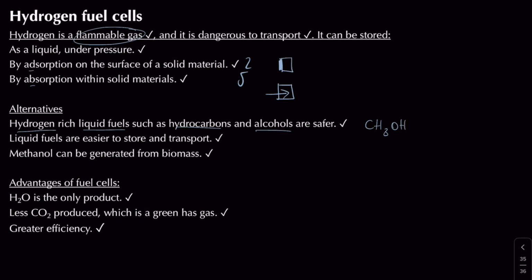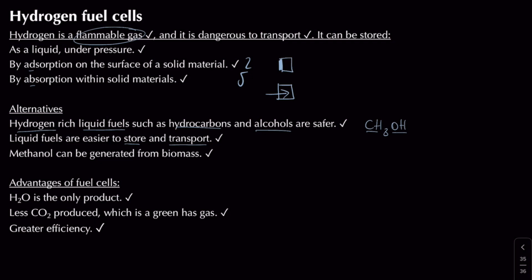So if you look at petrol or ethanol, these substances are liquids, and they're going to be easier to store and easier to transport as well. If you look at methanol, the example that we've drawn out over here, we can actually generate this from biomass, as well as ethanol. So that might be a more renewable way of synthesizing this hydrogen rich fuel.